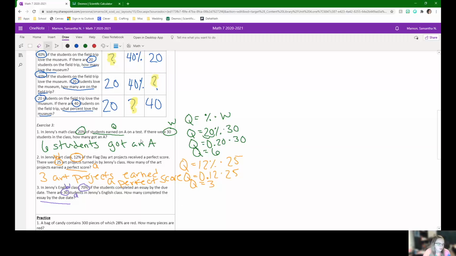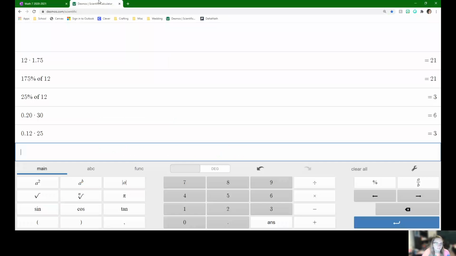Okay, so we have quantity equals percent times whole. The quantity is the part we are missing. We have 70% times our whole class, which is 30. So we can do this as 0.70 times 30. Let's type it on our calculator. 0.70 times 30, and we get 21.